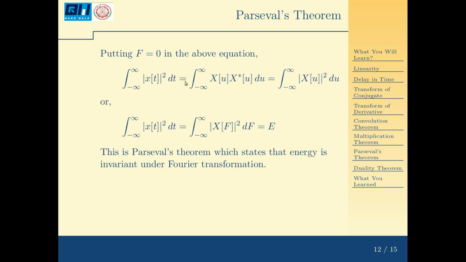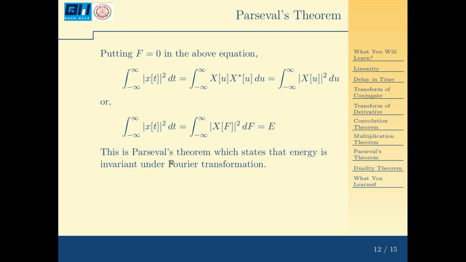Here integral from minus infinity to infinity of mod x(t) square dt is integral from minus infinity to infinity of X(u) X conjugate(u) du. That is nothing but integral of mod X(u) square du. This is nothing but integral of mod X(f) square df. So what is integral of mod x(t) square dt? That is the energy of the signal. So this is the energy in the frequency domain.